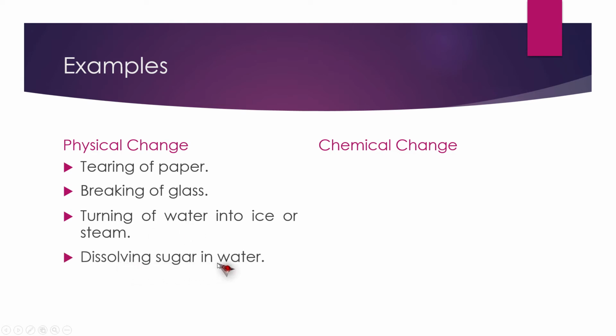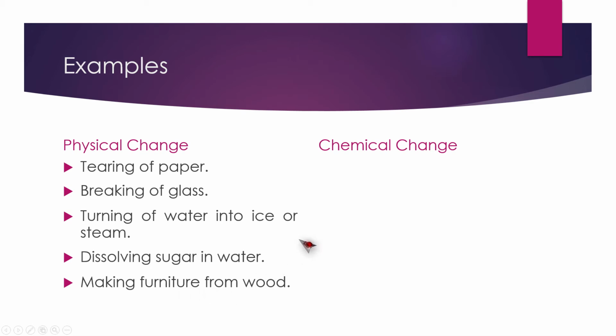Dissolving sugar in water. Whenever sugar is dissolved in water, no new substance is formed. The sugar remains sugar. Similarly, water remains water. Both show their own properties. That's why it is a physical change. Similarly, making of furniture from wood is also a physical change because whenever wood is cut or joined again, it remains wood. No new substance is formed. That's why it is a physical change.